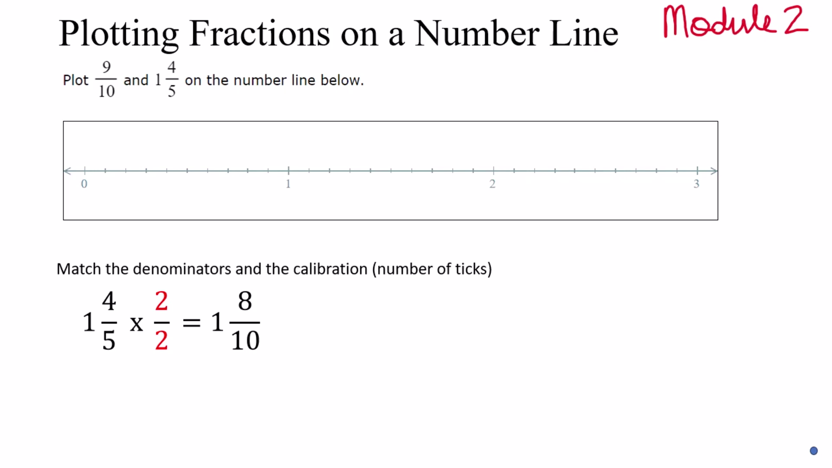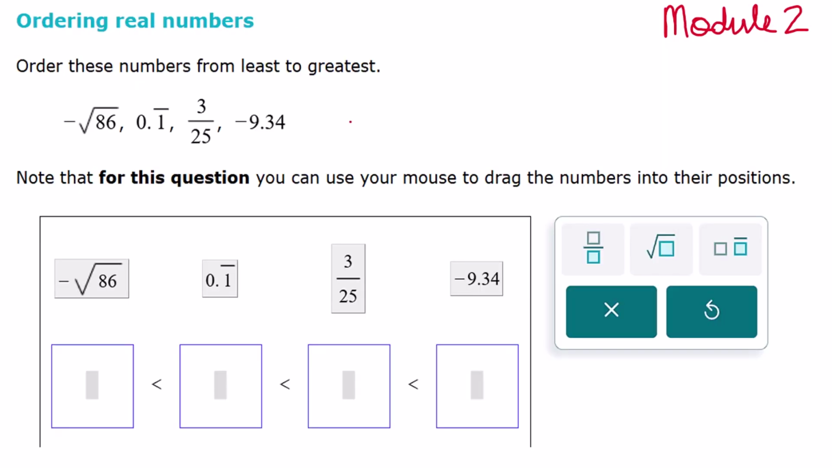To plot 1 4/5 on the same number line, we first need to convert it so that the denominator matches 10. We do this by multiplying both the numerator and denominator of 4/5 by 2, which gives us 8/10. Therefore, 1 4/5 becomes 1 8/10. We can now plot this fraction at the 8th tick after the whole number 1. This is a problem in ALEKS Module 2.